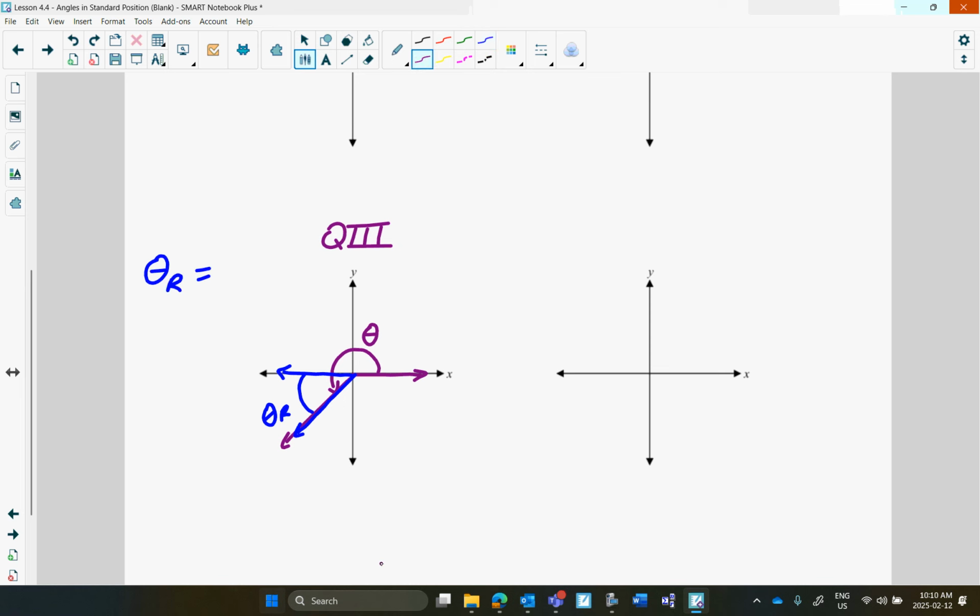If I told you what theta was, how would you find theta R? Like, okay, let's think of an angle that's in quadrant 3, 200 degrees. So I said this was 200 degrees. What's this? No, it has nothing to do with this. This is 200. We know how much this is. How much is it halfway? 180. So if this is 200 and this is 180, isn't that the difference? So it would be whatever theta is minus 180 degrees.